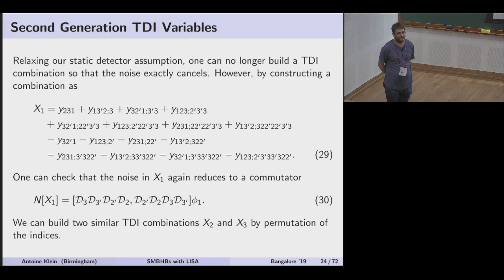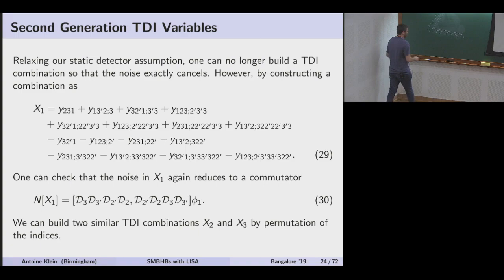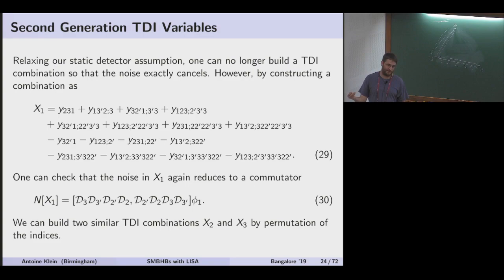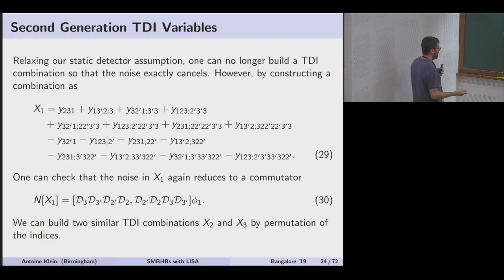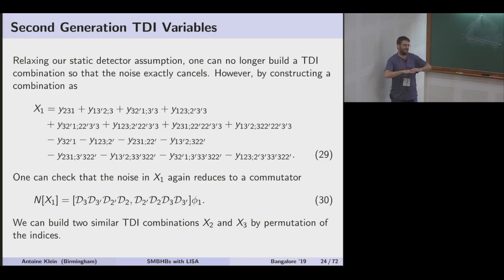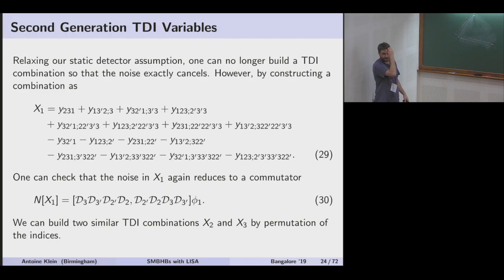Yeah, you can't build a thing that will. Yes, that's right. You cannot exactly cancel your noise because you're not really bouncing off lasers like this. What you're doing is that you measure the phase here, and you measure the phase here, and you measure it there. And you combine all those measurements at different times in such a way that you reduce your noise as low as possible, but you can never reduce it exactly.